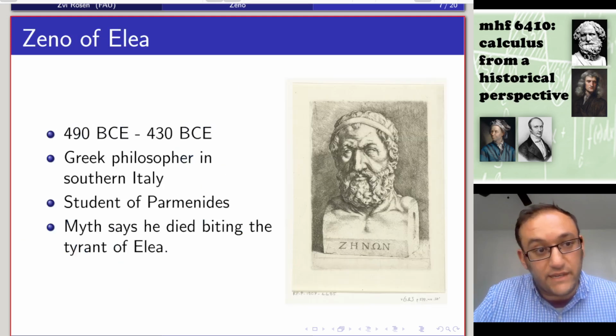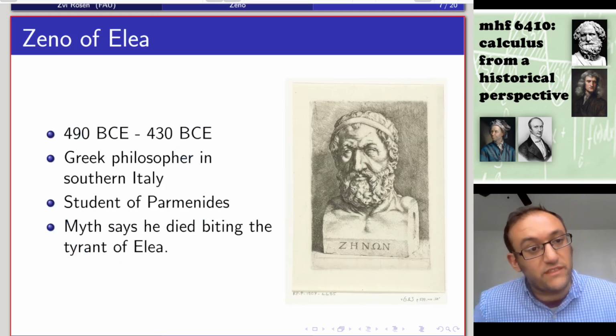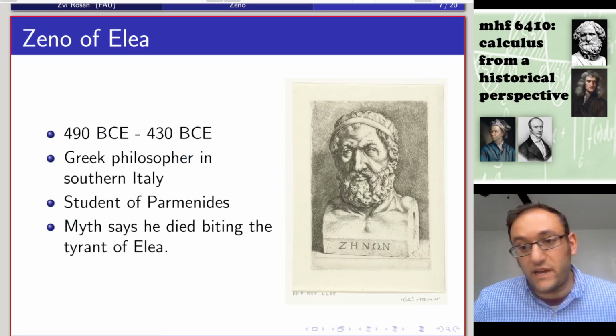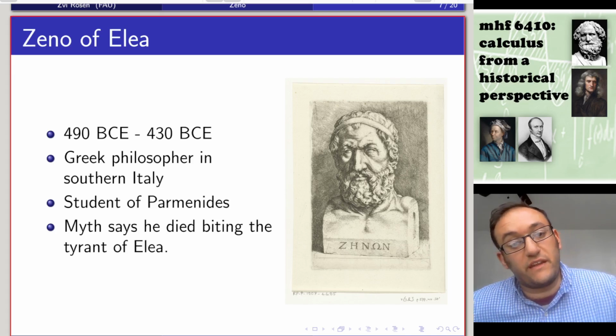And now let's get to Greece. We're starting with Zeno of Elea. And he lived approximately 490 before the Common Era to 430 before the Common Era. He was a Greek philosopher, and he lived in southern Italy.